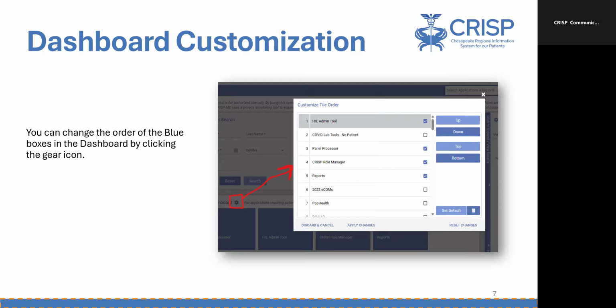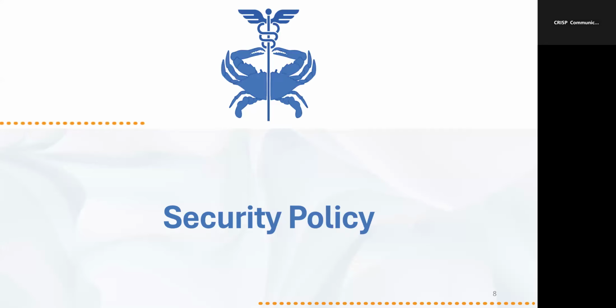For whatever reason, if you are just the admin and you just want to come in and quickly get to the admin tool, you can change the order of the blue boxes in your dashboard by clicking that icon and then using the up, down, top, bottom arrows to apply these changes, and they will extend for every time that you log into the CRISP portal.